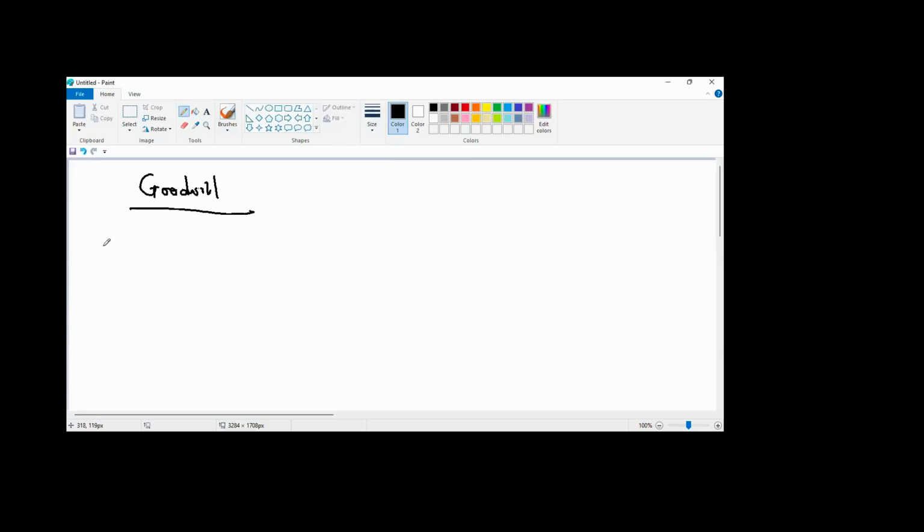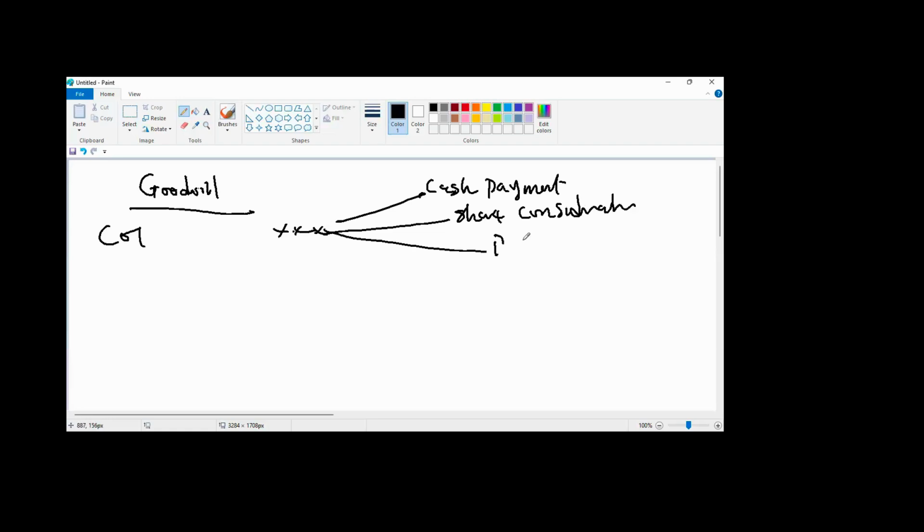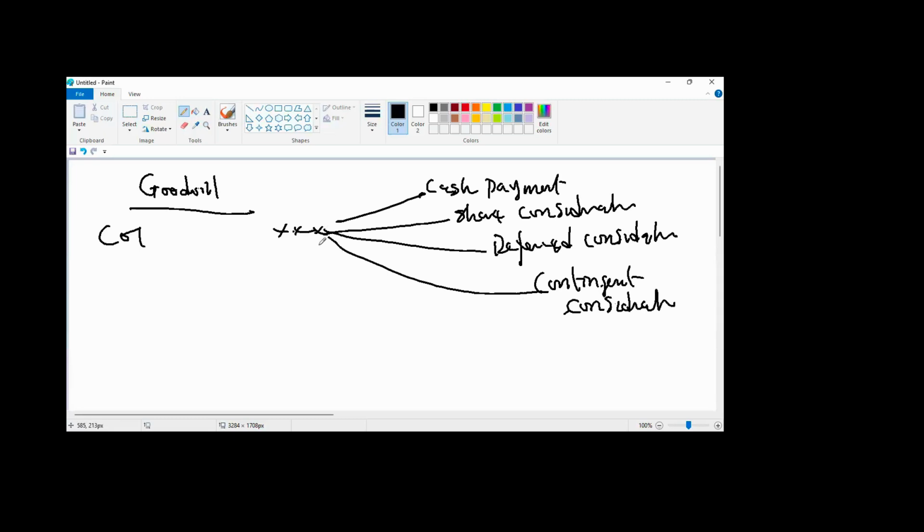Okay. So cost of investments. Don't forget the cost of investment can be cash payments, can be share consideration, can be deferred consideration, can be contingent consideration, and loan notes, or the combination of above.